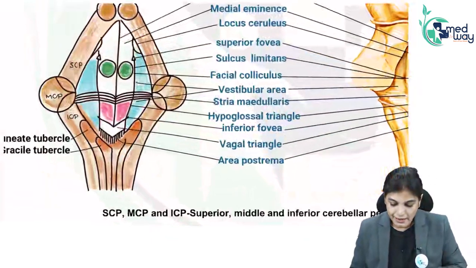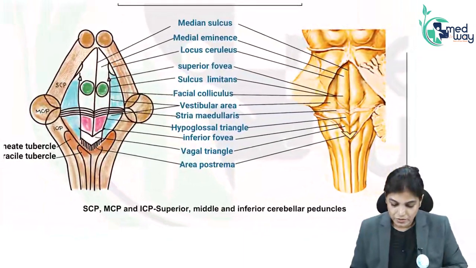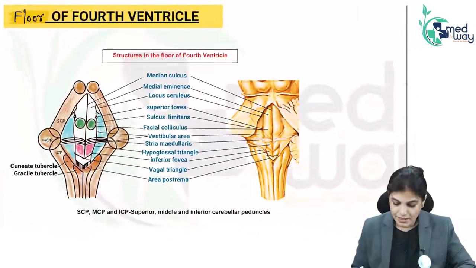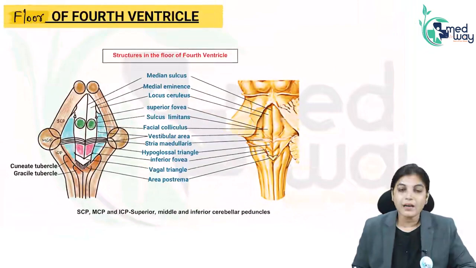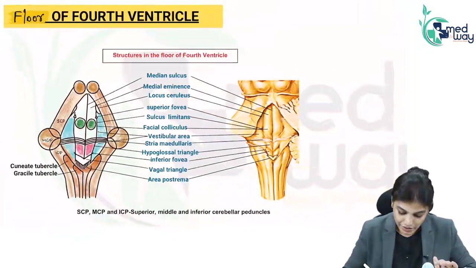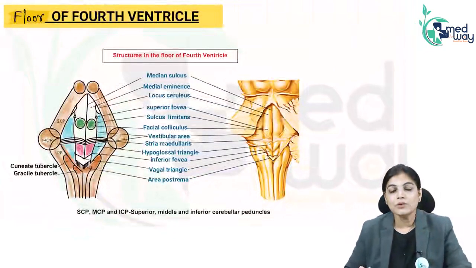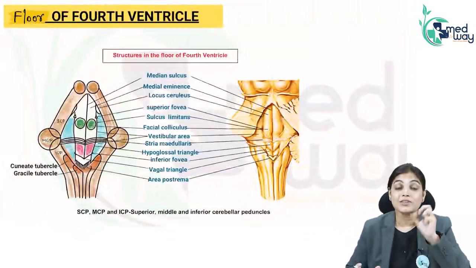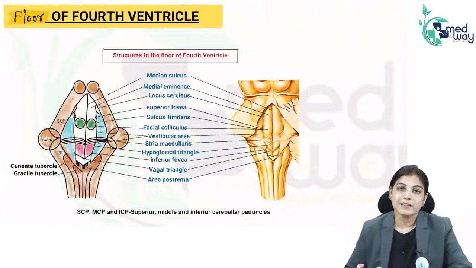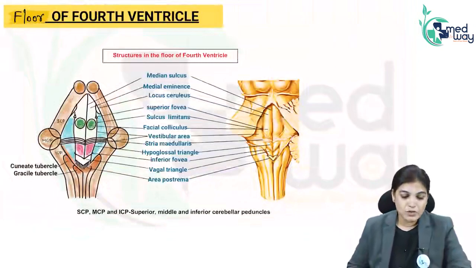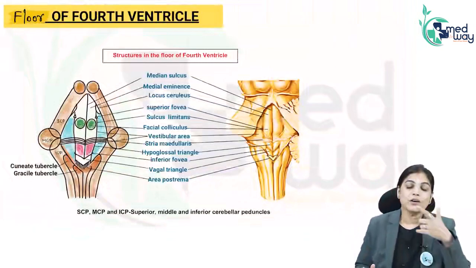So, exactly if we look at this diagram, I am just enlarging this diagram. And here I just want everybody to concentrate on this image so that we can understand the important aspects. So, here, as I already told you, what is the structure which is forming it? It is formed by the pons and the medulla. So, to be more specific, it is formed by the posterior surface of pons and the upper posterior aspect of the medulla. So, it is rhomboidal in shape.